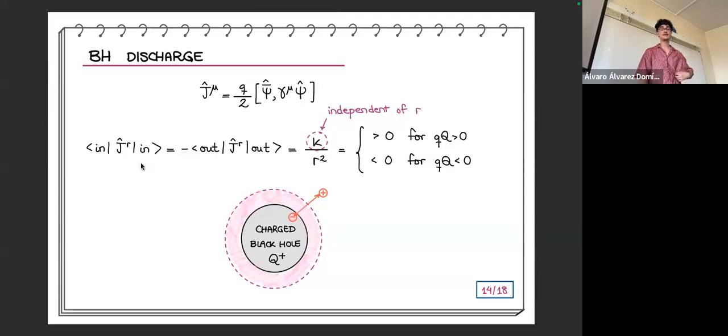And what we find is that, of course, we have an outward flux coming from the event horizon. So if the black hole is positively charged, we will have a positive outward flux of particles and a negative inward flux of particles. Then the positive charge of the black hole and the negative charge of the created particles are going to annihilate and neutralize, basically. And that will lead to the discharge of the black hole.